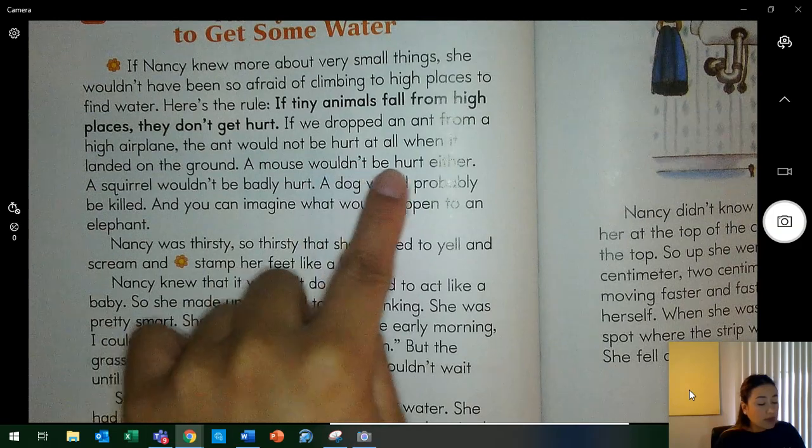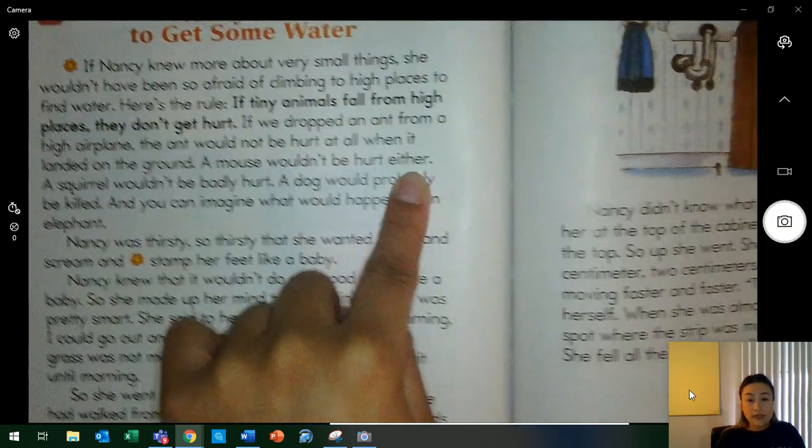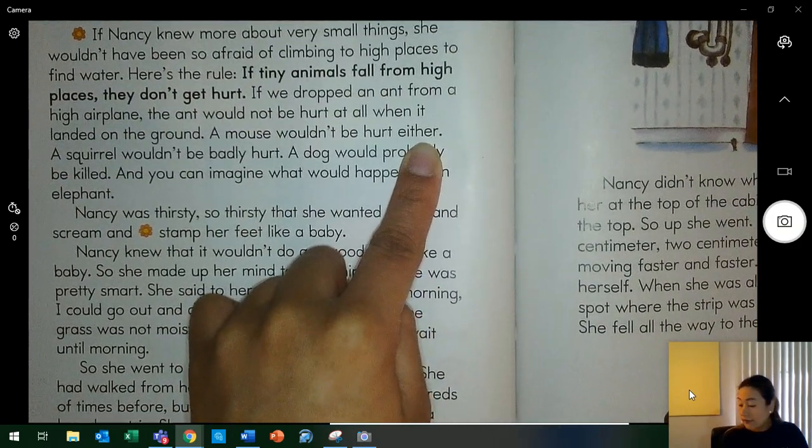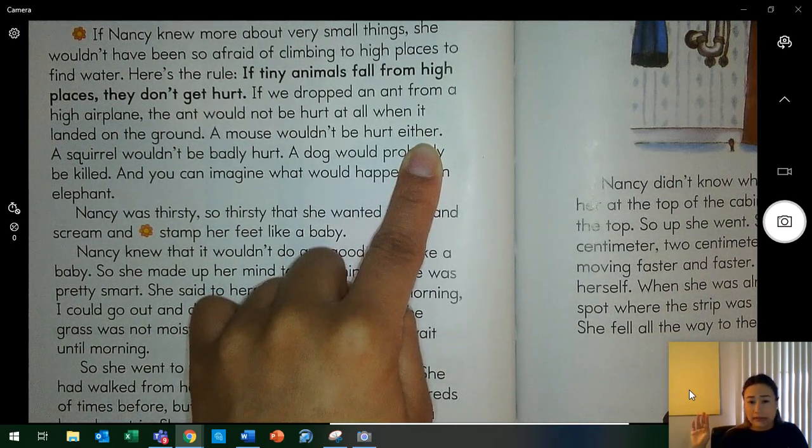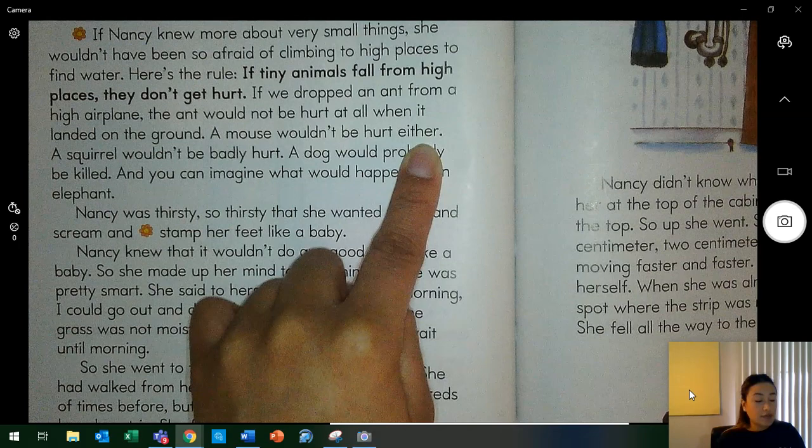A mouse wouldn't be hurt either. Stop right there. Everybody, why wouldn't these animals be hurt if they fell from an airplane? Get ready? Right, because they're tiny. Keep tracking.